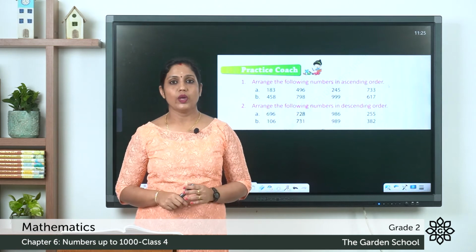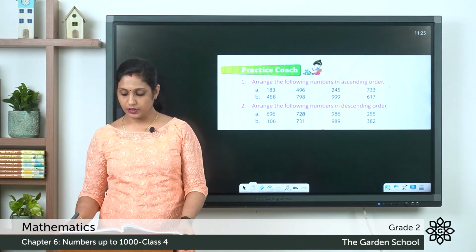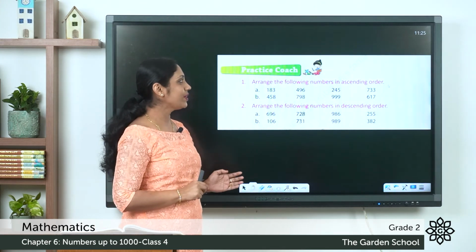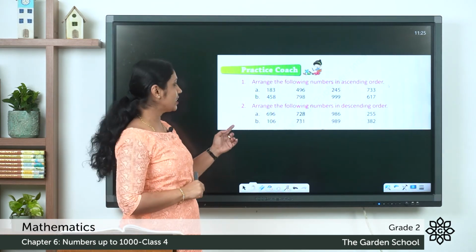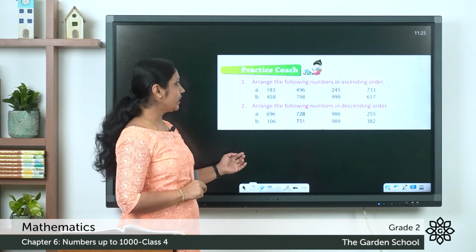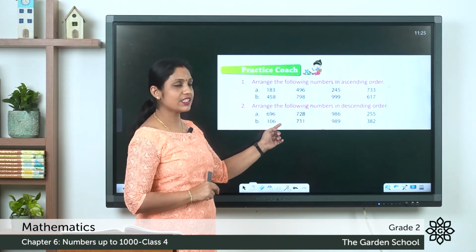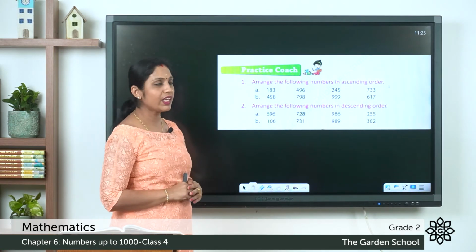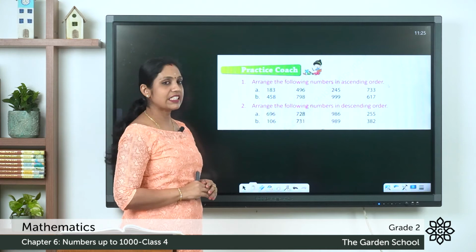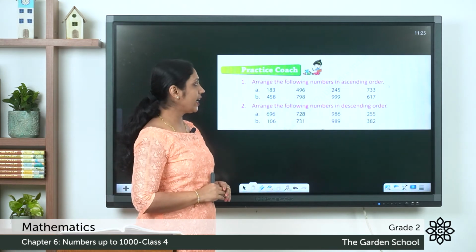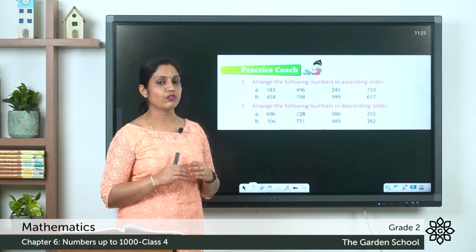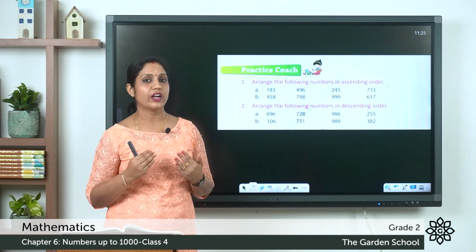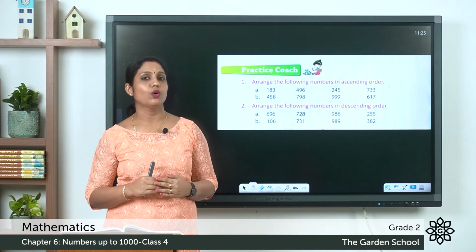So in your textbook, we have the practice coach, page number 89. Arrange the following numbers in ascending order. The question is the A, 183, 496, 245 and 733. And question number B, 458, 798, 999 and 617. So for ascending order, we have to arrange from the smallest to the largest. So write down the question in your notebook and it's homework for you to do.